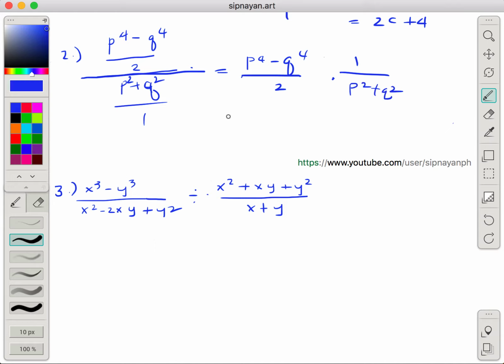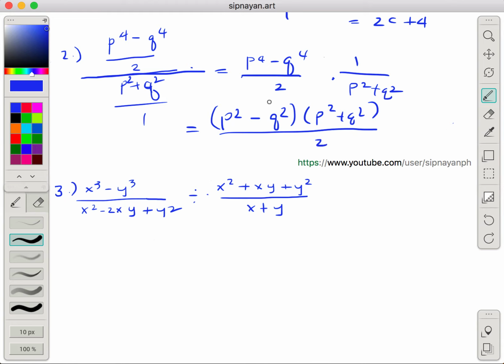And if we factor this, no? Diba this is difference of 2 squares pa rin. What is the square root of p to the 4th? Anong expression na pag binultiply mo sa sarili niya ay p to the 4th? This is p squared, because p squared times p squared is p to the 4th. So minus q to the 4th, factor na natin. So that's difference of 2 squares, maging p squared plus q squared naman yun, and then over 2.